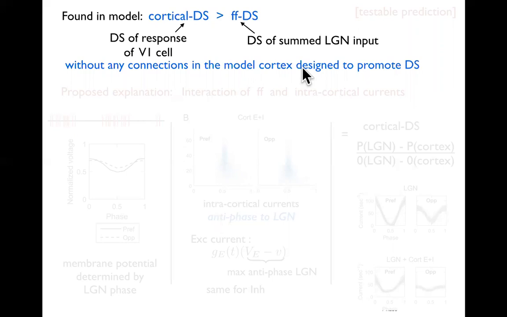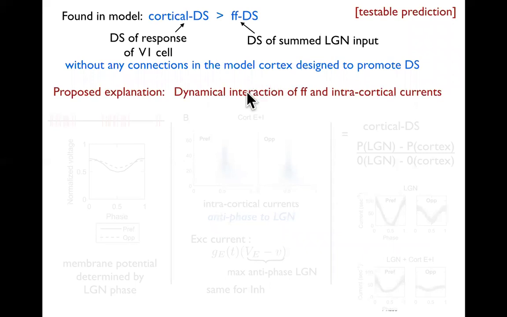We don't know if such connections are there, but we use no such information in the model. So here's a proposed explanation. Now I have the model. I didn't know this beforehand. We made the model, we found this, and we dug inside the model to try to explain this. And this is the explanation that I'm going to tell you.